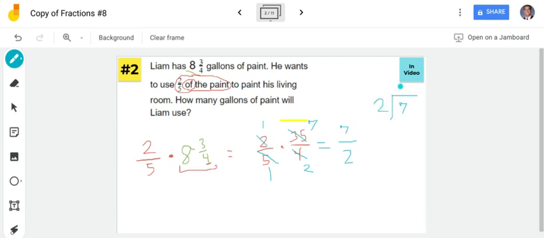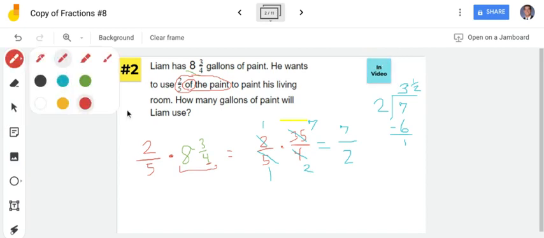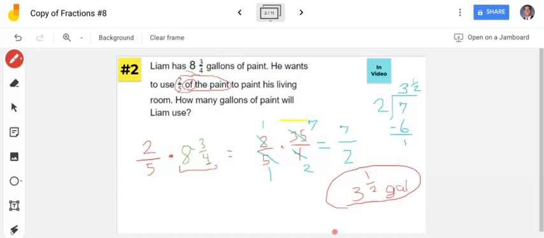I know 2 goes into 7 3 times. 3 times 2 is 6. I would subtract and get 1. Okay, so that becomes my numerator. That's my denominator. Okay, so I get 3 1/2, and my label should be gallons, right? So he used 3 1/2, and the label for gallons is g-a-l, lowercase. So he used 3 1/2 gallons to paint his living room.